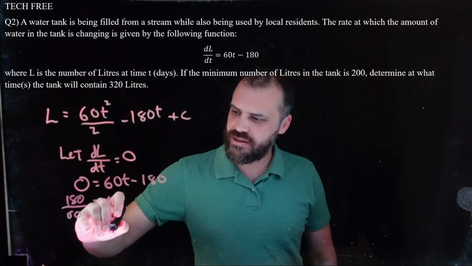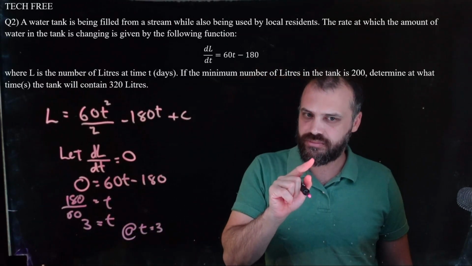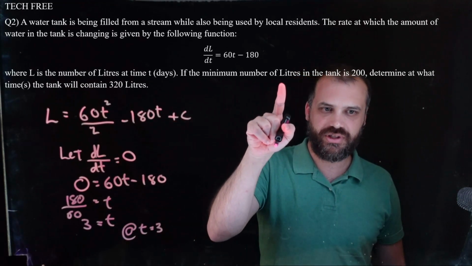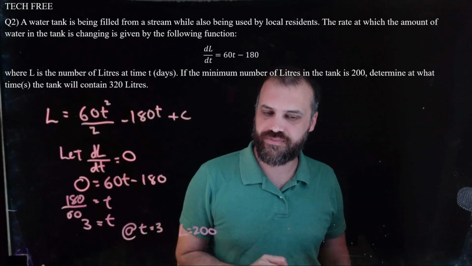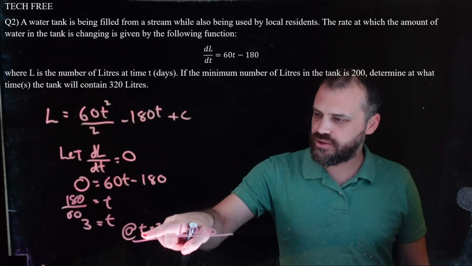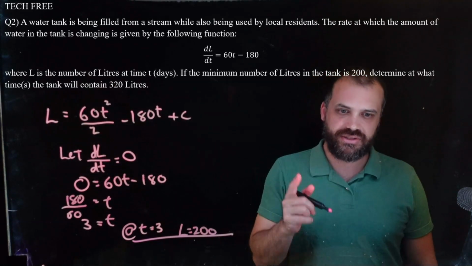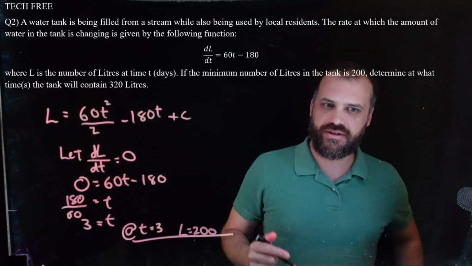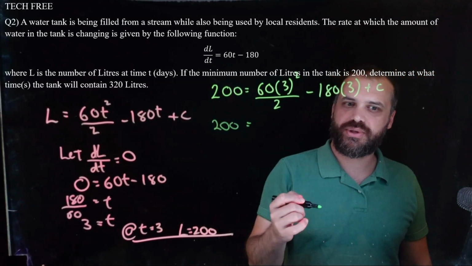At time t equals 3, it's at a minimum, but also we know the number of litres in the tank is 200. The minimum number of litres in the tank is 200. So litres equals 200. That's good news, because now that I know that at time 3, litres equals 200, I can sub it into this equation. So let's sub 200 for L and sub 3 in for t, like that.